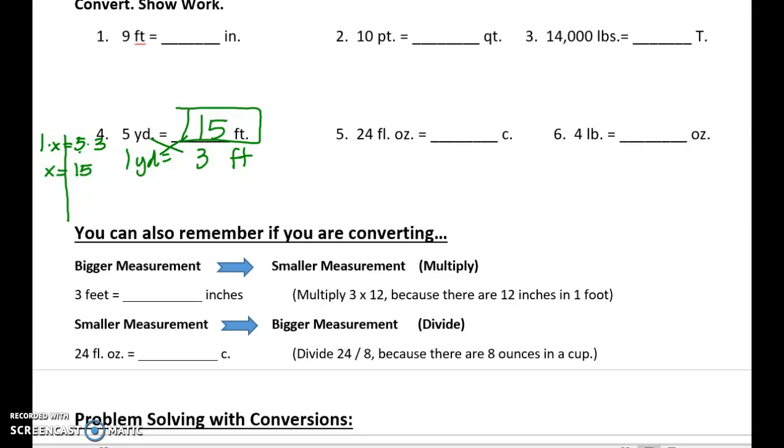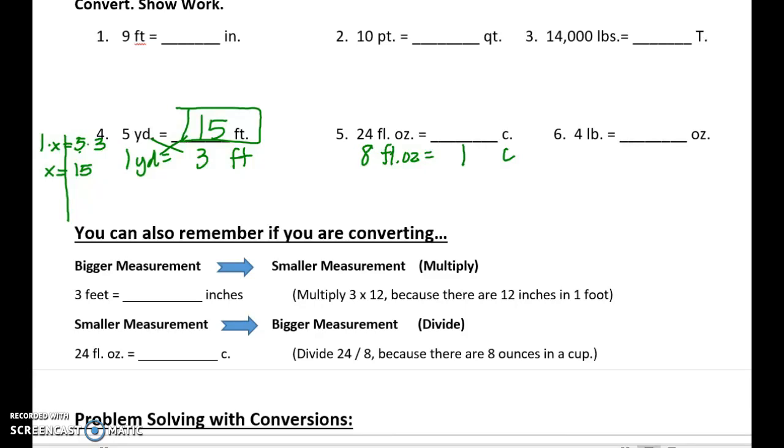Okay. All right, I'm ready to go to my next one. Fluid ounces to cups. How many fluid ounces equals how many cups? What is it? 8 fluid ounces equals 1 cup. Is that correct? Yes. 1 cup. And I want you to notice I lined up fluid ounces, cup, cup.